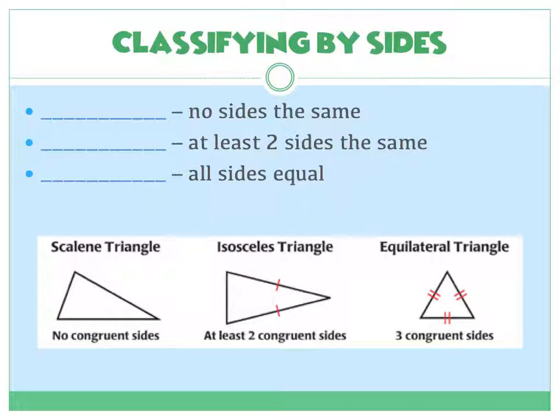The second way we can classify triangles is by the sides. So a triangle that has no sides the same length is a scalene triangle. A triangle that has at least two sides the same is called an isosceles triangle. And a triangle that has all sides that are equal is an equilateral triangle.